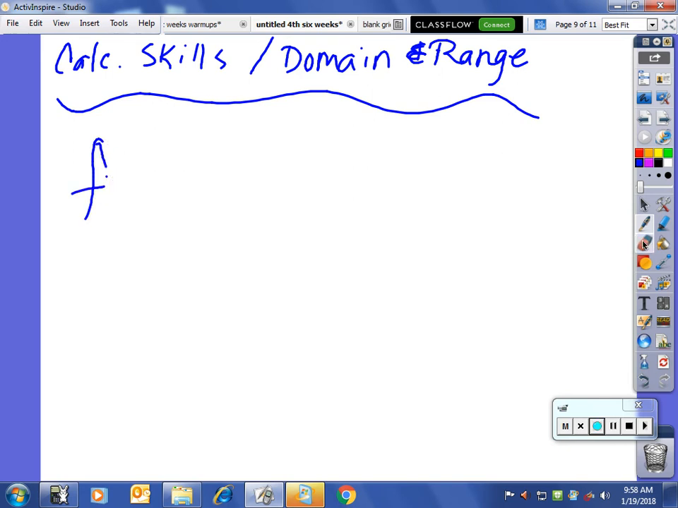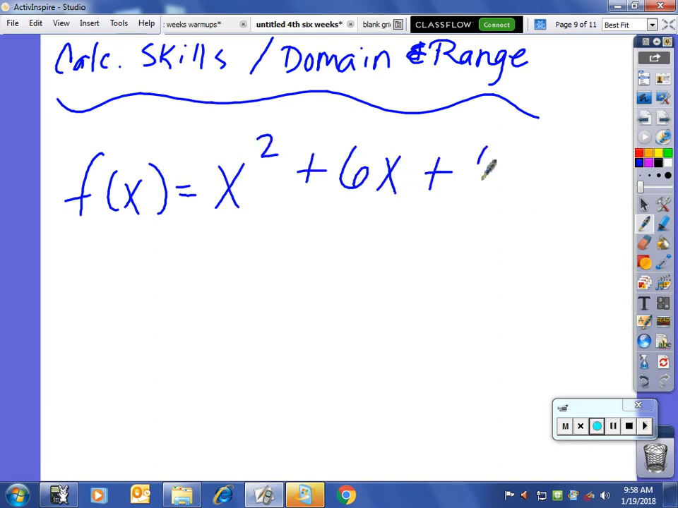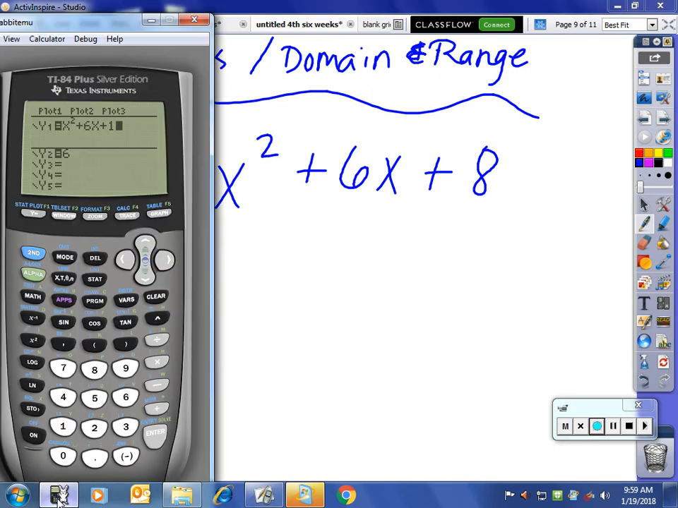All right, here is my function rule. F of x equals x squared plus 6x plus 8. That is a function rule written in function notation. What does f of x mean? It just means y, guys. It's just a fancy way to say y. So if you don't like f of x, then rewrite it as y. Where do you go if you are given a function rule? What's the first thing you should do? Go to y equals and put it into your calculator.